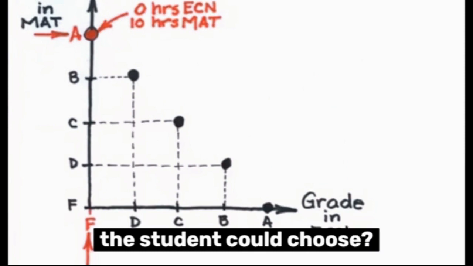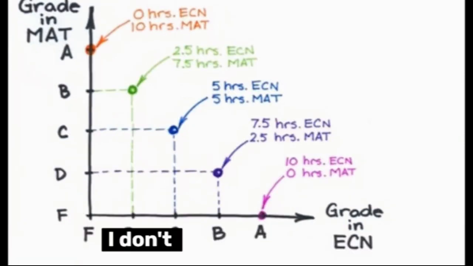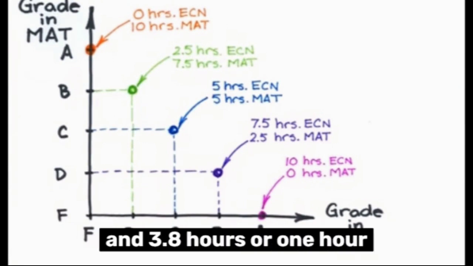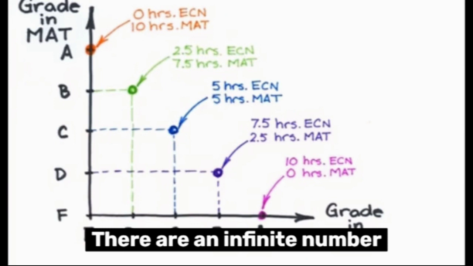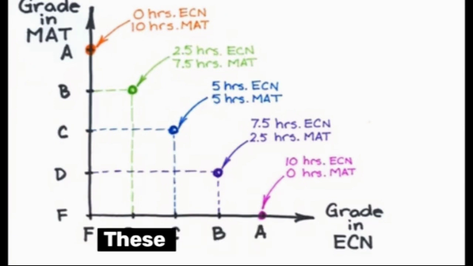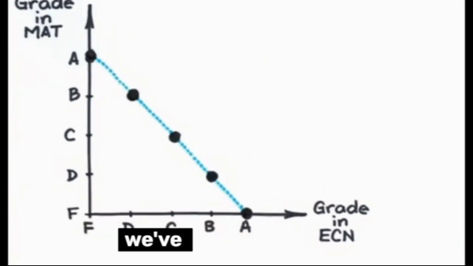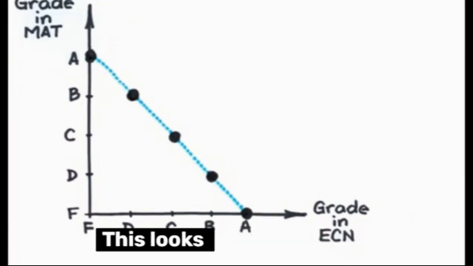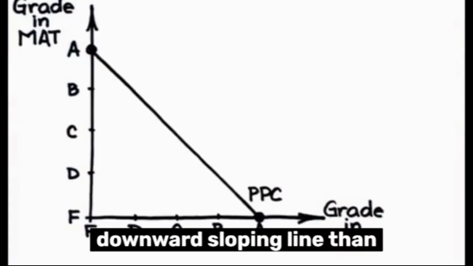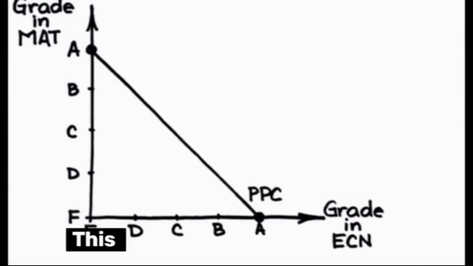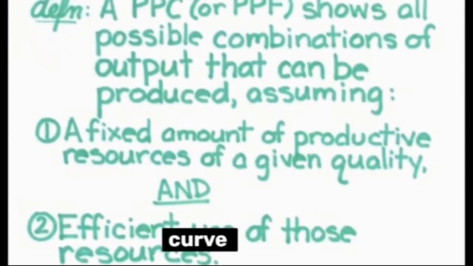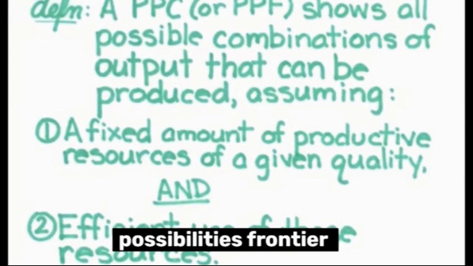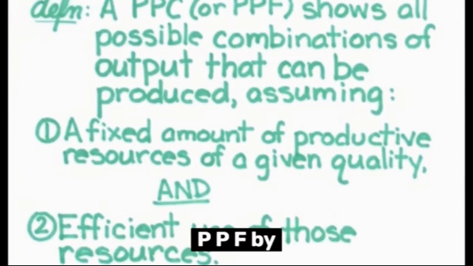Are there any other combinations the student could choose? Sure. He or she could pick 7 hours and 3 hours, or 6.2 hours and 3.8 hours, or 1 hour and 9 hours. There are an infinite number of combinations. These would be shown in the diagram between the points we've already chosen. Did you notice that once we've included all the points, this looks more like a solid downward sloping line than just some collection of points? This is a production possibilities curve, or PPC, also referred to as a production possibilities frontier, or PPF.